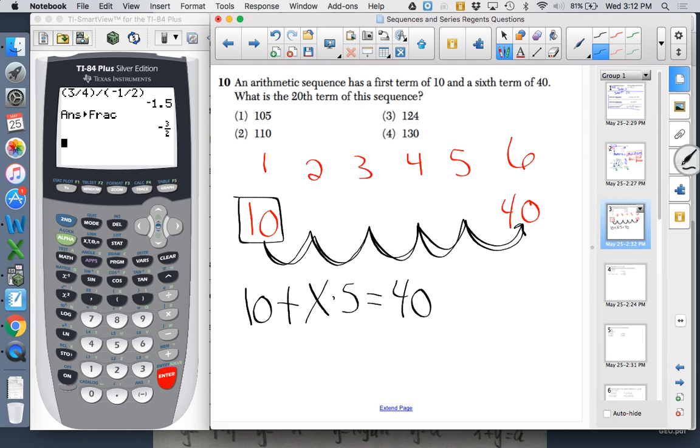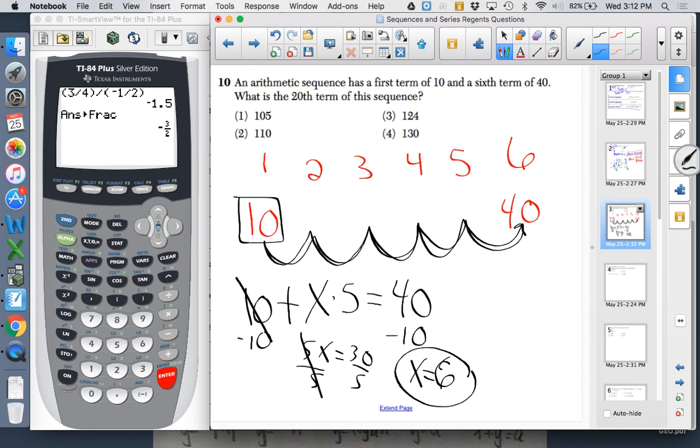That's just a little bit of side work to get ourselves going, but it's really helpful, because I now have 5x equals 30. Divide that 5 over, and you'll find x equals 5. Nope, you'll find x equals 6. X equals 6 is our common difference, because if I go 10 plus 6, I get 16, plus another 6 is 22, plus another 6 is 28, plus another 6 is 34, and plus that last 6 puts me perfectly on 40.